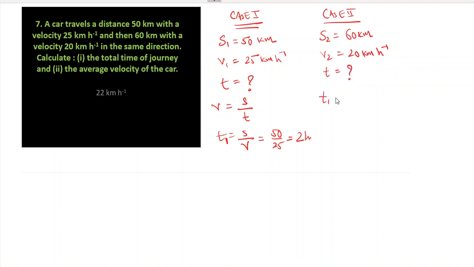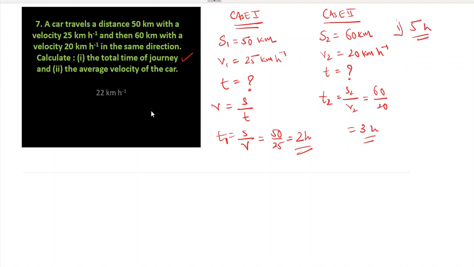So again, time is equal to displacement upon velocity, which is equal to 60 upon 20, which is equal to 3 hours. Okay, so what we have to find? Total time of the journey. So that we know already, 2 plus 3, 5 hours. So the first answer is 5 hours.